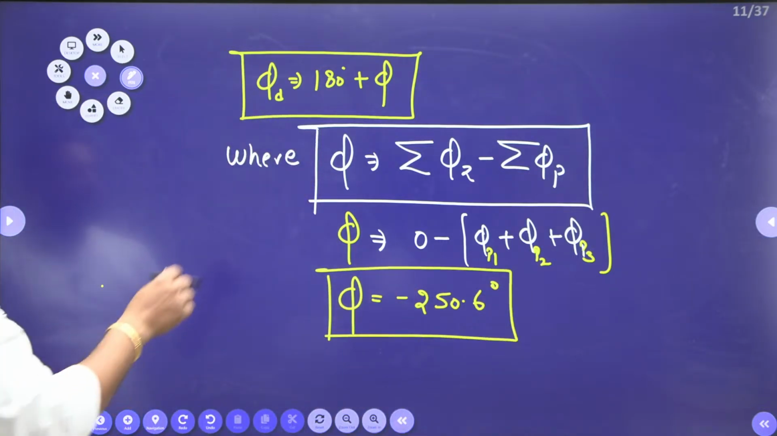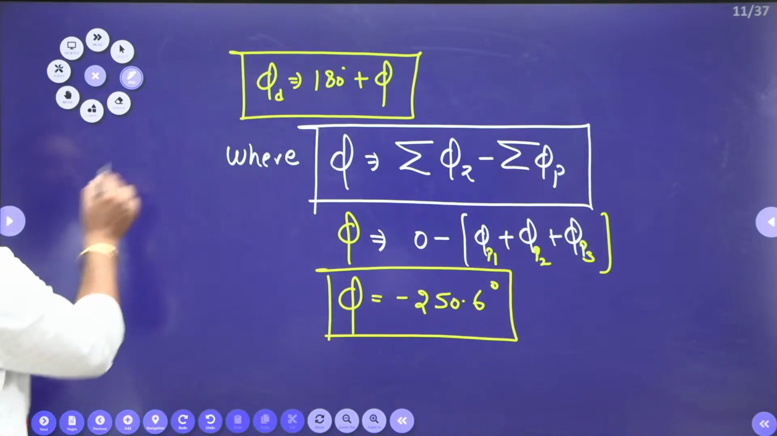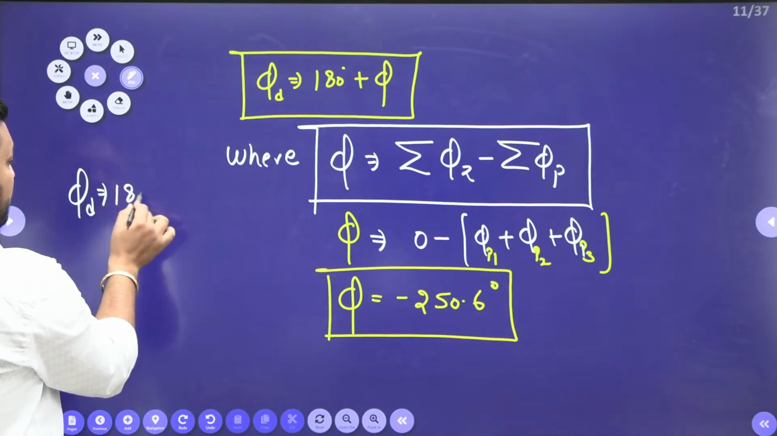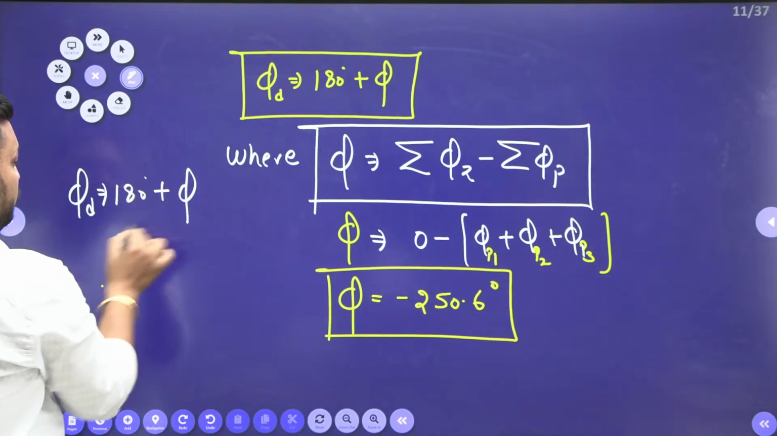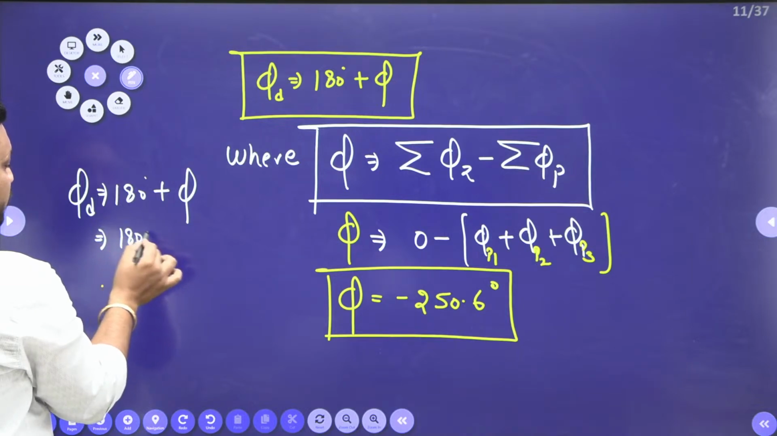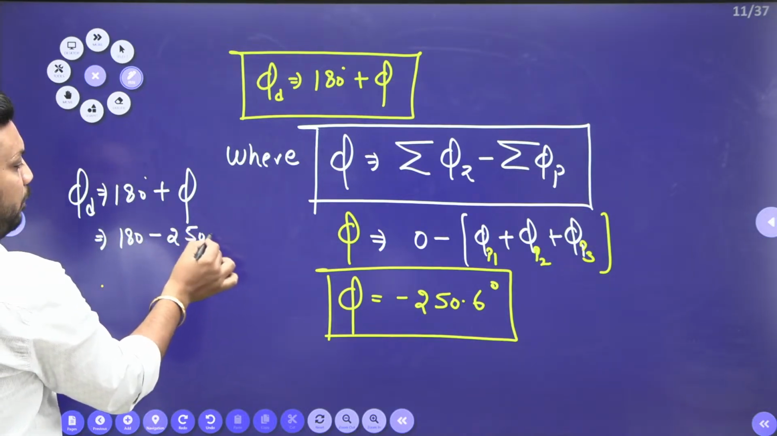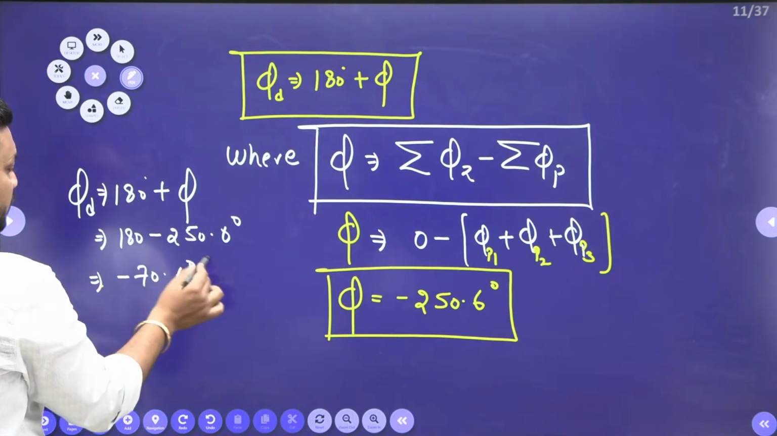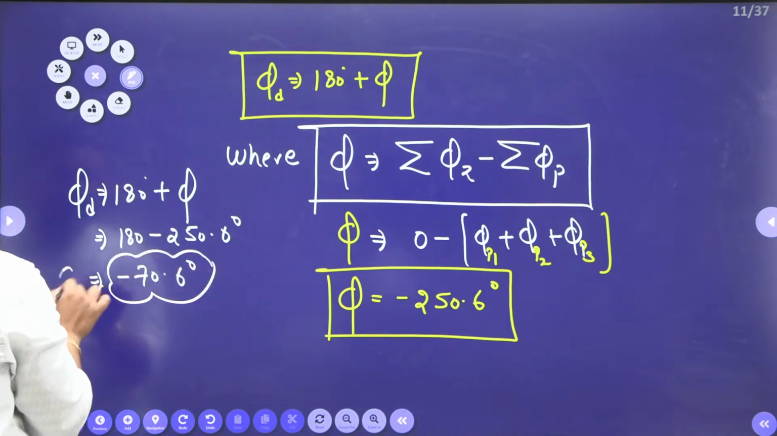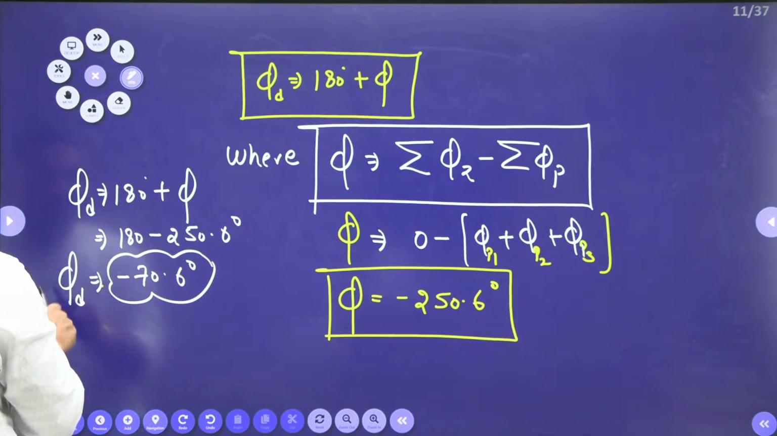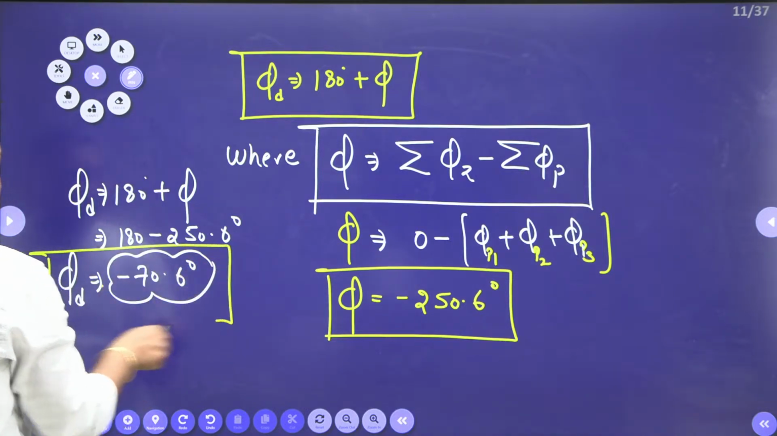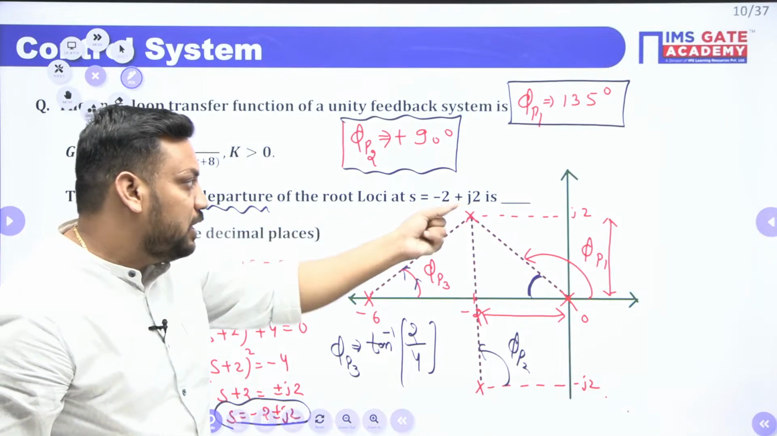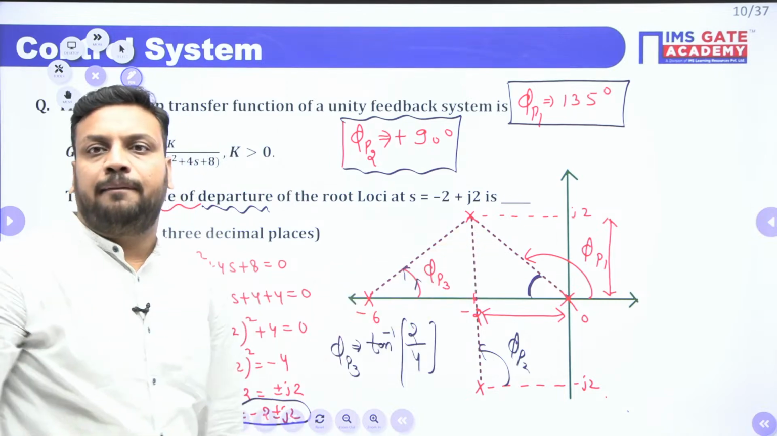So if phi is minus 250.6, then the angle of departure will be 180 plus phi. When you put it in, you get 180 minus 250.6 degrees approximately. The answer is minus 70.6 degrees, and it is nothing but your angle of departure. But tell me guys, the examiner is asking for the angle of departure for the pole minus 2 plus 2j. Yes or no?